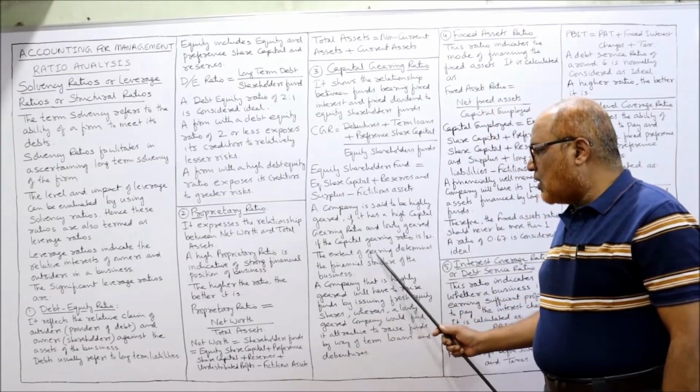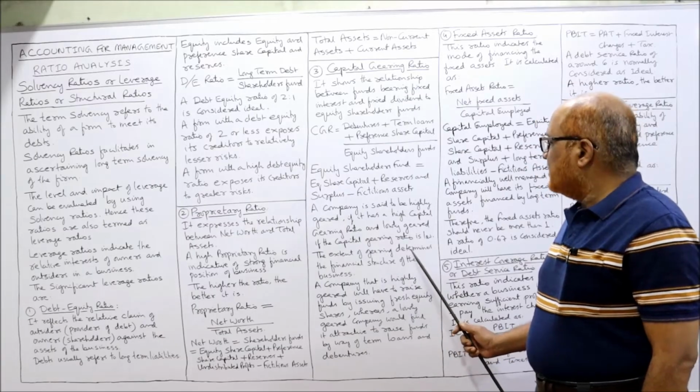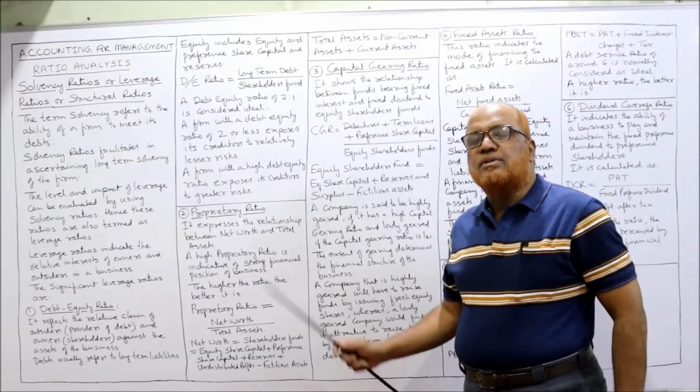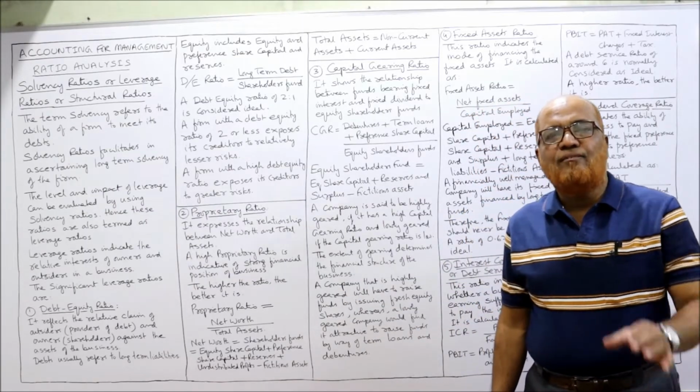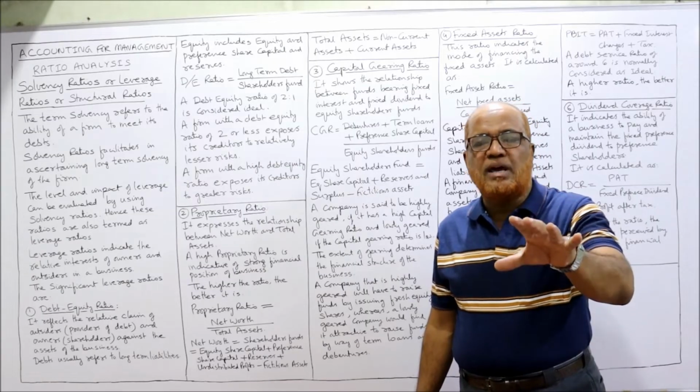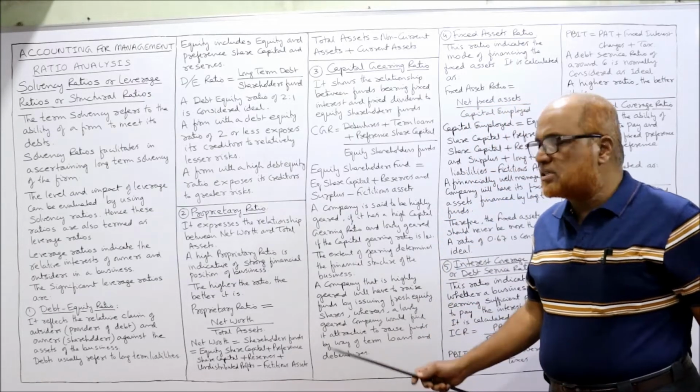So the extent of this gearing determines the financial structure of the business. So this capital gearing ratio will determine the financial structure of the business. That means how much is funds bearing fixed interest and fixed dividend and how much is equity.